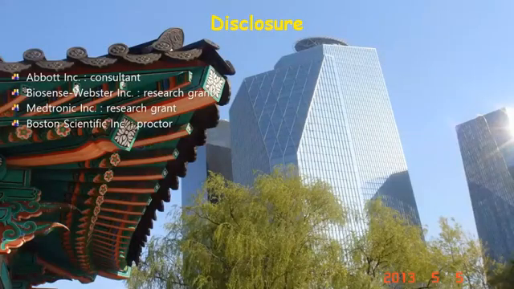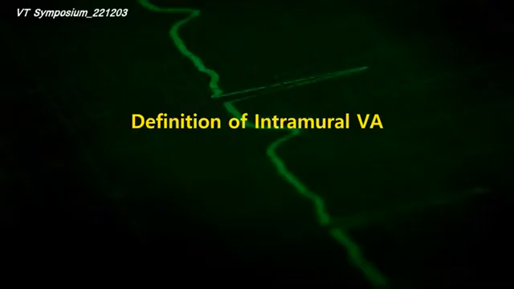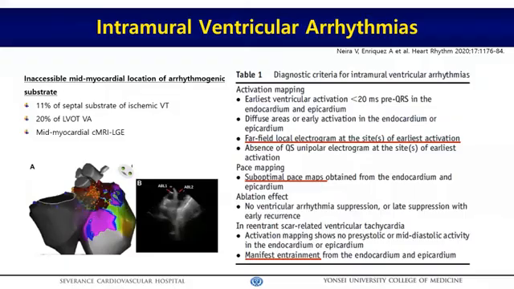My disclosure information. Let me start from the definition of intramural VT. The definition of intramural VT is that the VT focus is localized at the inaccessible mid-myocardial substrate. It has been known that 11% of septal substrate of ischemic VT and 20% of LV outflow tract VT may have an intramural substrate. What are the diagnostic criteria for intramural VT?